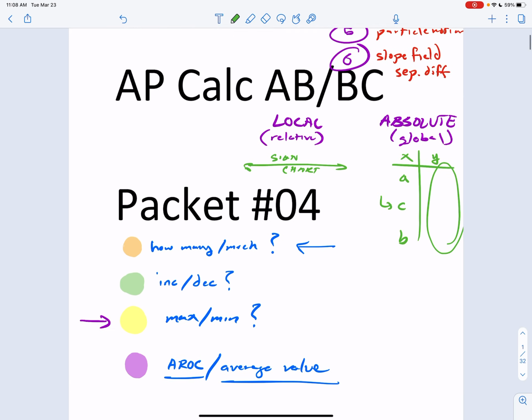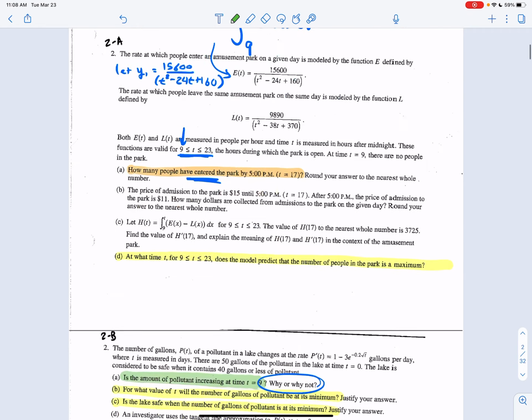So the way that you can tell if they're asking for a local or an absolute is when they give you a closed bound. And I'll show you how to do that. And sometimes it's a little bit sneaky. But if they don't give you any type of bounds, know that they're implying that you're looking for something local. Okay, so let's take a look one more time here.